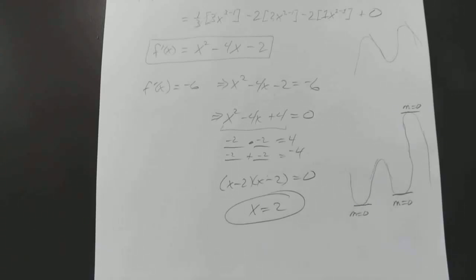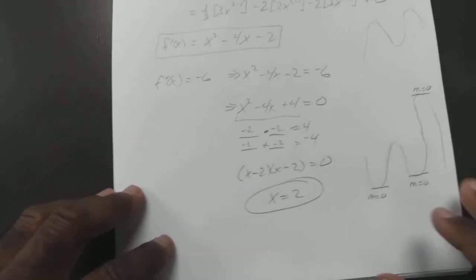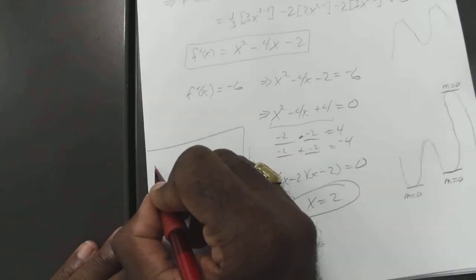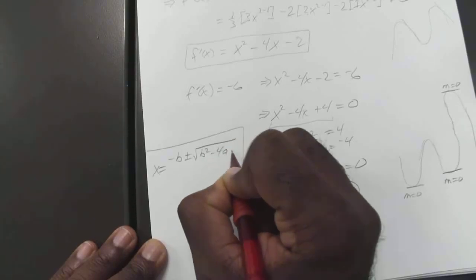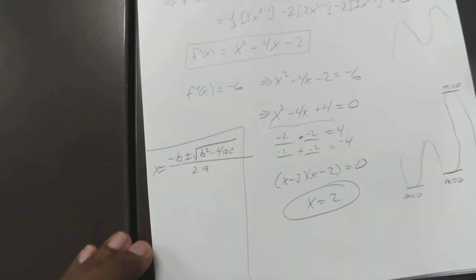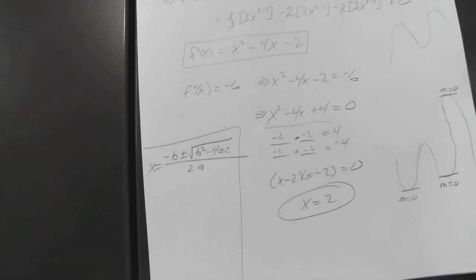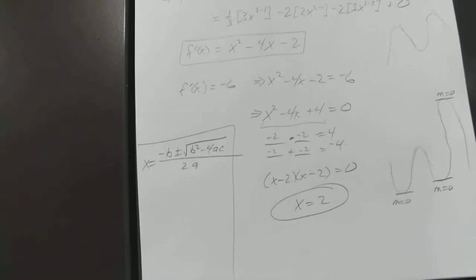Did you do the quadratic formula here? Nope, I did just the basic factoring. Could you do it? Oh yeah. That's x equals negative b plus or minus the square root of b squared minus 4ac, all over 2a. So yep, you could have used that one if you wanted to.